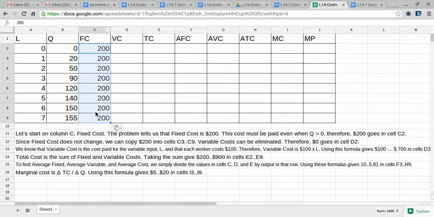$200 is constant as L goes from 0 to 7. The cost we pay for the fixed equipment doesn't change as L changes. The cost of the equipment is a fixed cost.